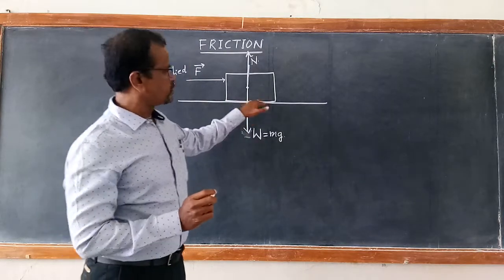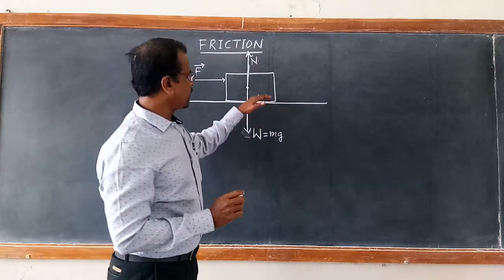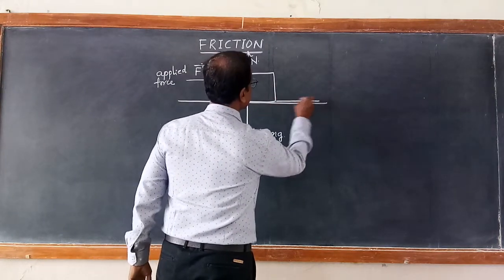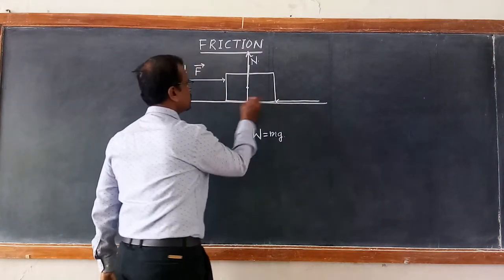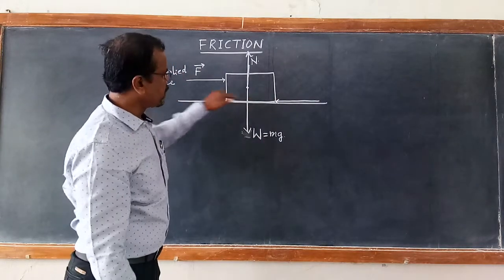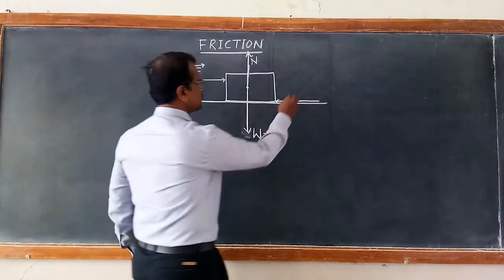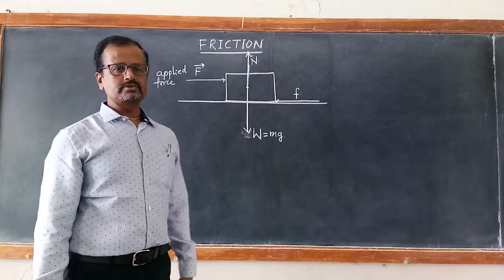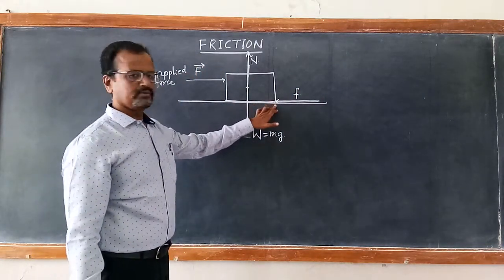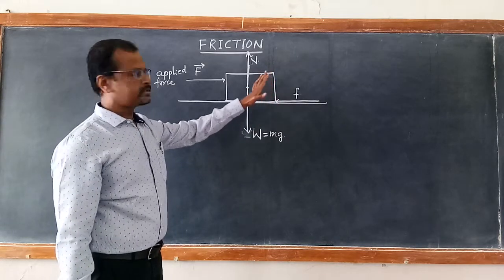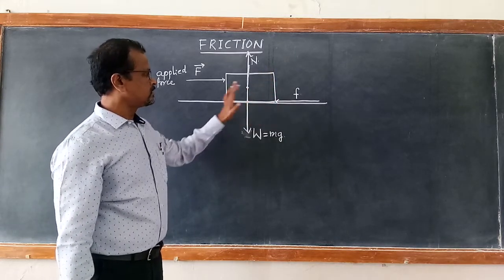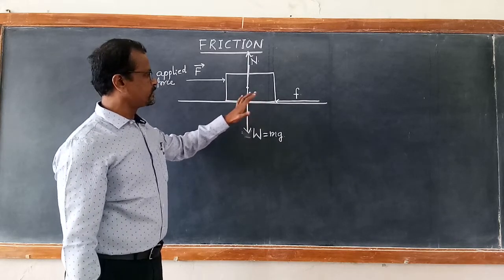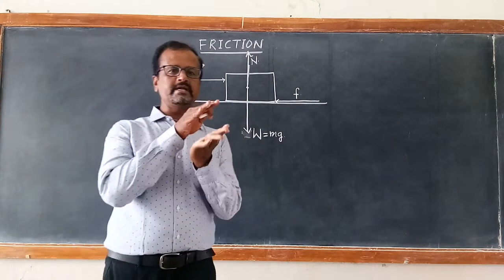There must be some opposing force. That opposing force will be exerted along the surfaces in the opposite direction. This is what we call the frictional force. The frictional force is the force which opposes the motion of an object and which exists between the two surfaces which are in contact.